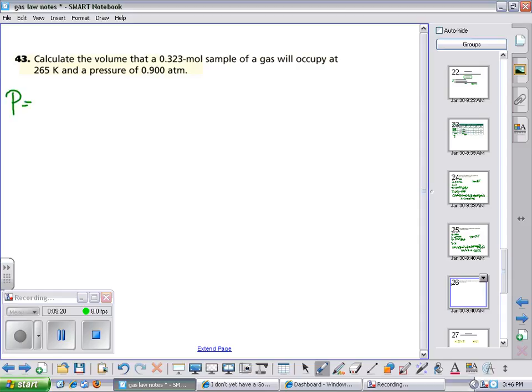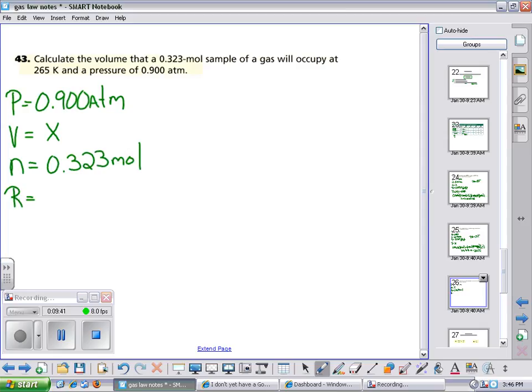So the pressure, 0.9 atmospheres. The volume is X. That's what it's asking us to solve for. The number of moles is 0.323 moles. The R value, since it's in atmospheres, we're going to have to use 0.0821. Remember, these are coming from the chart on that previous slide. If you're wondering where that number is coming from, because it's not in the problem. And temperature is already in Kelvins, 265 Kelvin.